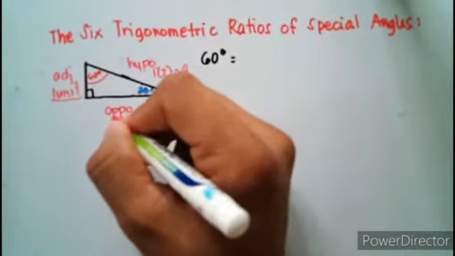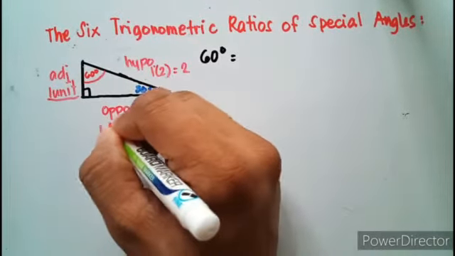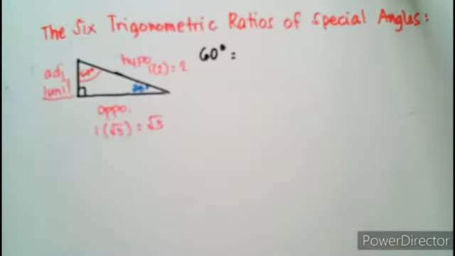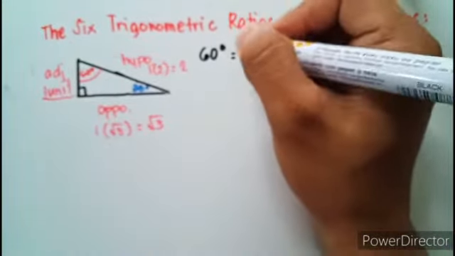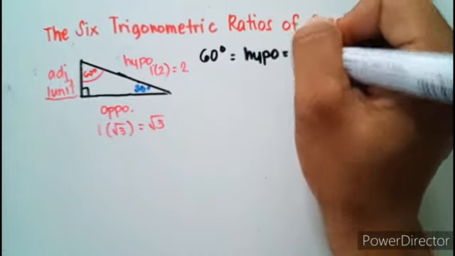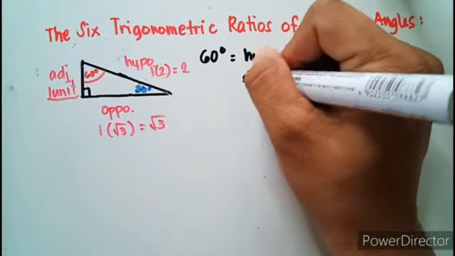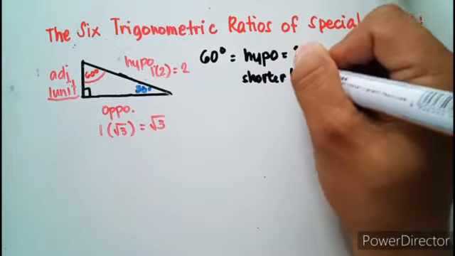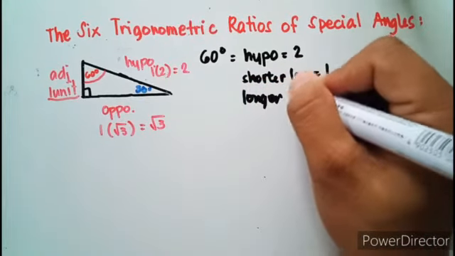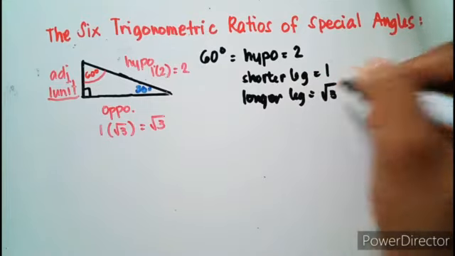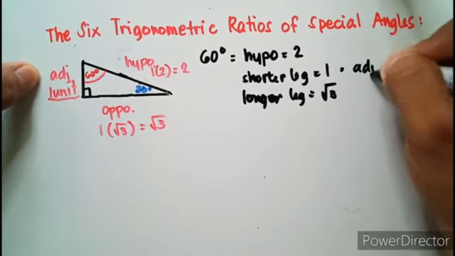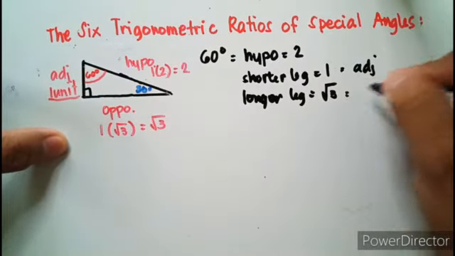Then the longer leg, which is 1 times square root of 3, is equal to square root of 3. Now in our 60 degree angle, we have hypotenuse equal to 2, our shorter leg equals 1, our longer leg equals square root of 3. Now, in this one, the shorter leg is our adjacent, and the longer leg is our opposite.